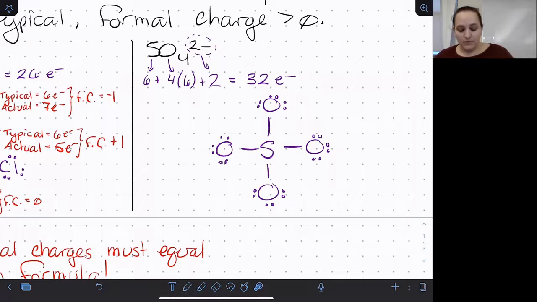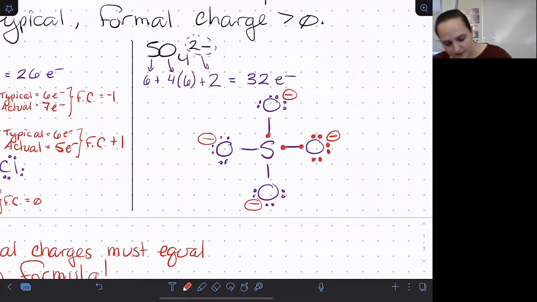If we determine our formal charges, we find that each of our oxygen atoms has 1, 2, 3, 4, 5, 6, 7, which is 1 more than the typical valence, so similarly to what we had over here. Each of these oxygens is going to have a formal charge of -1. Our sulfur has no non-bonding electrons, and we consider it to own, quote-unquote, 1 electron from each of its 4 bonds. So it has 4 electrons in the formal charge counting sense, which is 2 less than its typical of 6. So that has a formal charge of +2.